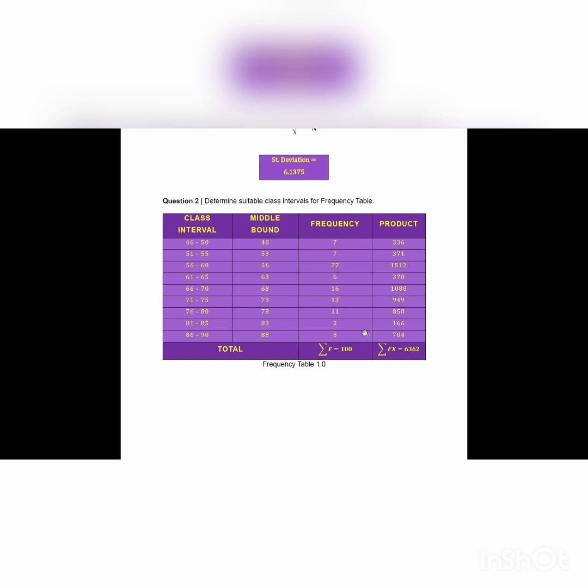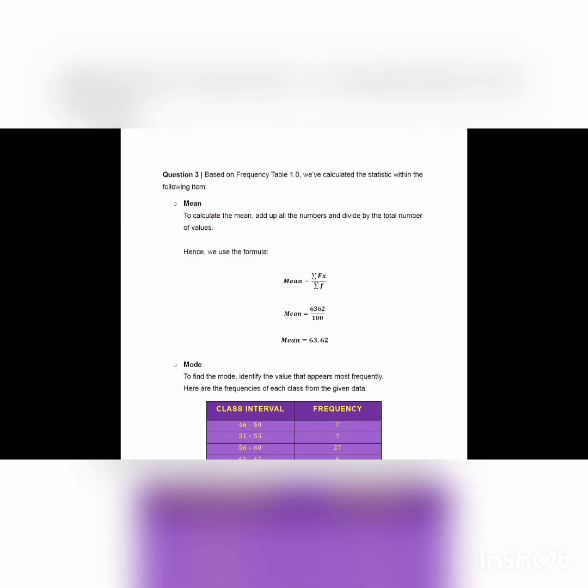From those numbers we could sum all of the frequency, which sums to 100. Also, we could sum all of the products, which gives 6,362. We could solve question 3, which is based on the frequency table. We have calculated the statistics within the following items. To calculate the mean, add all the numbers and divide by the total number of values, which is the sum of all frequency, which is 100.